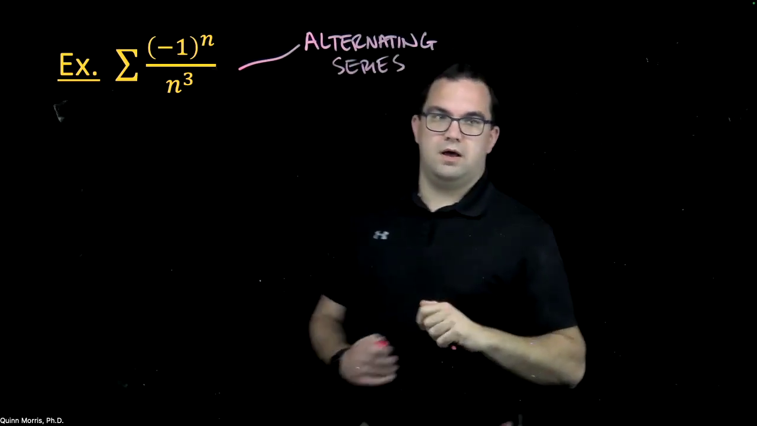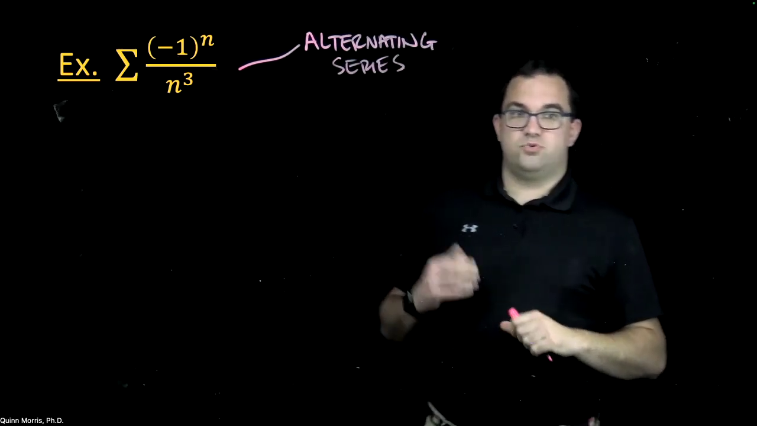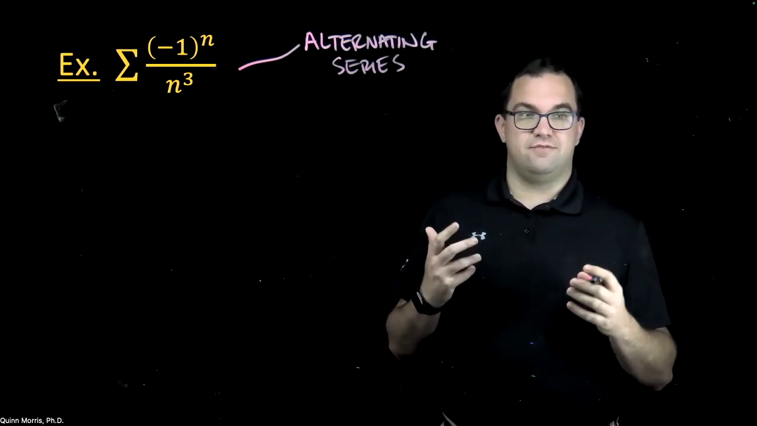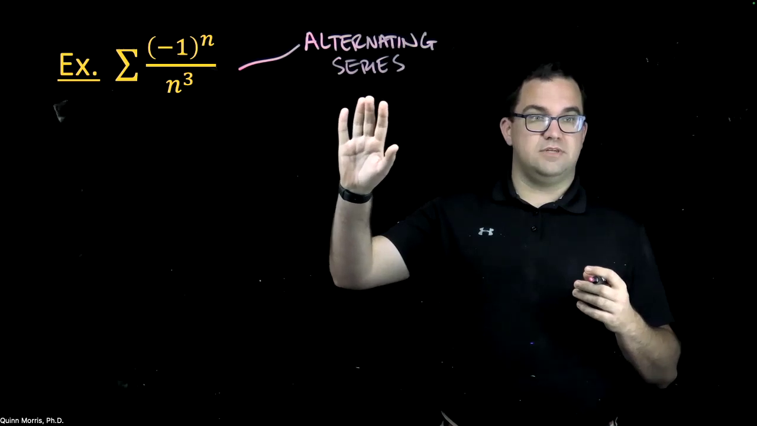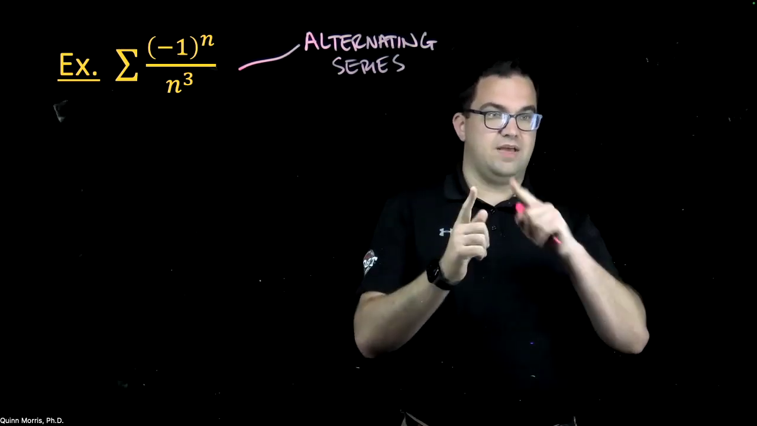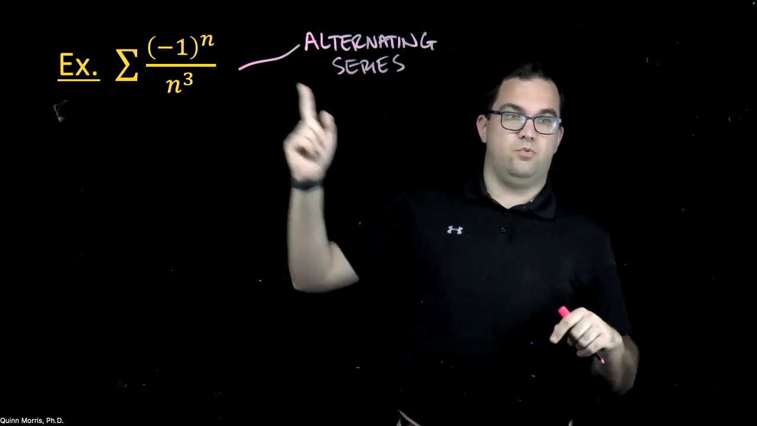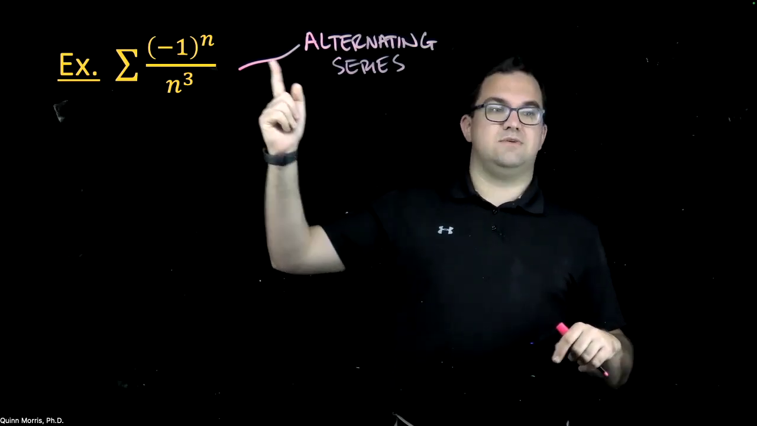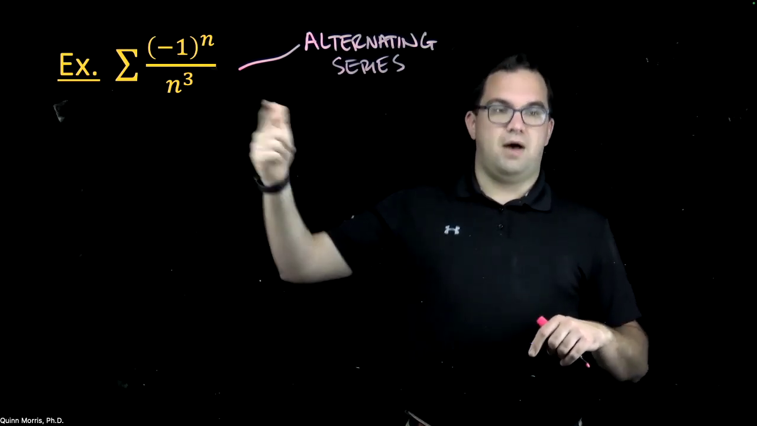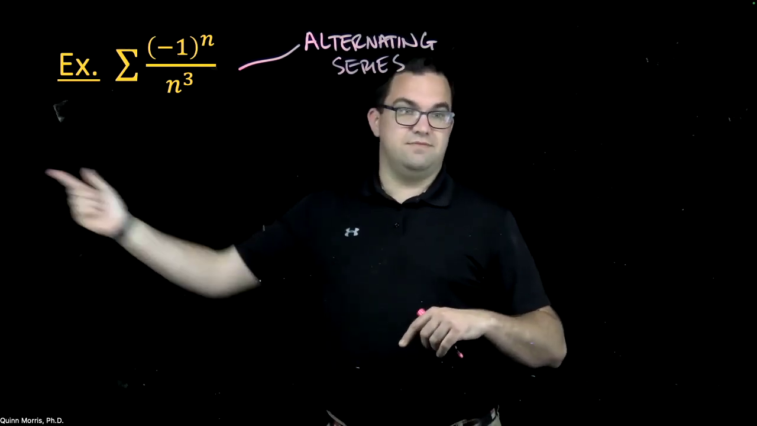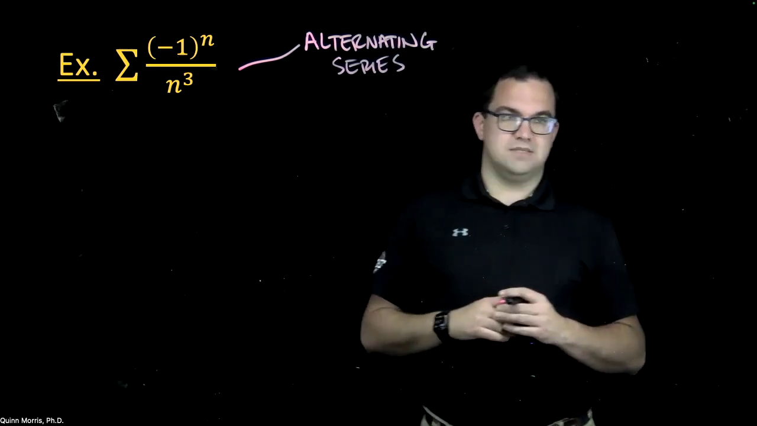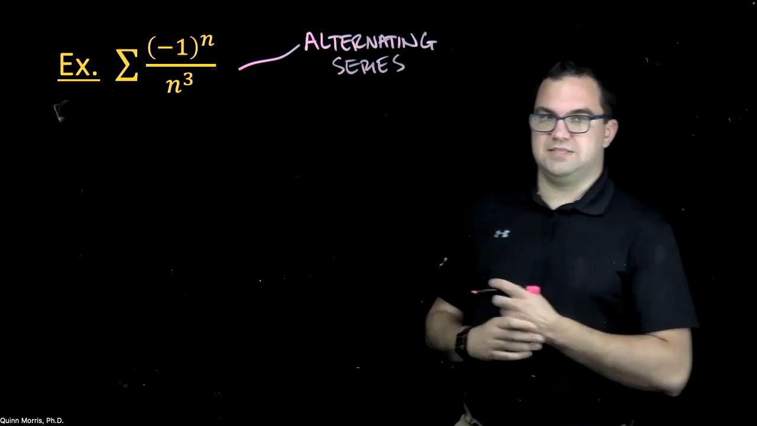This test, the absolute value test, works for any series that involves both positive and negative terms. This is a special kind of series called an alternating series because the signs flip-flop back and forth as you go through the terms. When n is equal to 1, this is negative. When n is equal to 2, it's positive. When n is equal to 3, it's negative, positive, negative, positive, and so on. So this is a special type of series involving both positive and negative terms called an alternating series.